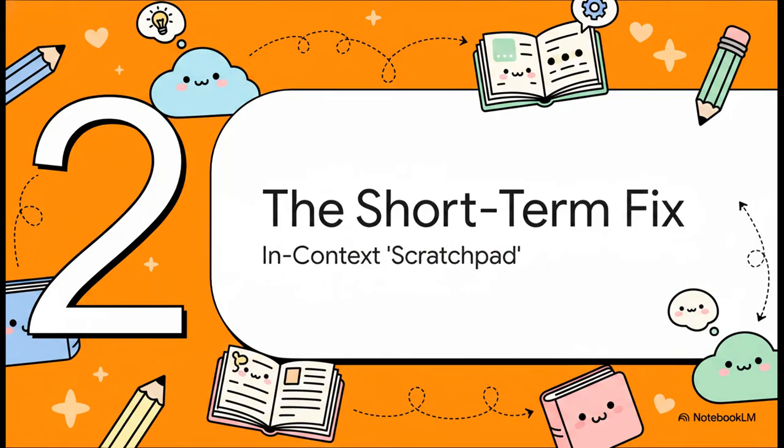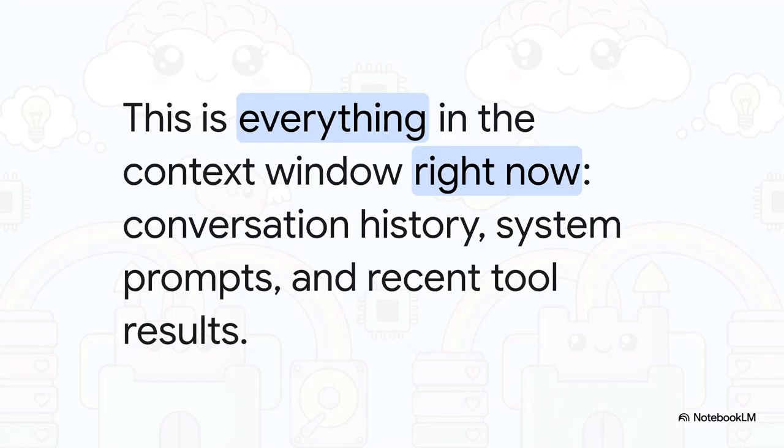So, what's the fix? Well, we start with the most common, short-term solution, which is creating something called an in-context scratchpad. You can think of this as the AI's immediate, working memory, what it's thinking about right now. So here's how this in-context memory actually works. With every single interaction, you feed all the relevant info for the current task, the whole chat history, your original instructions, any recent data, into the AI's context window.